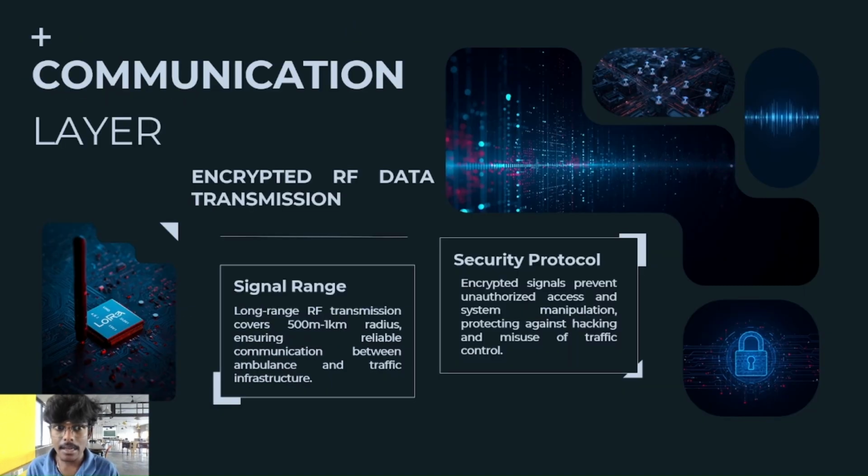In the communication layer, encrypted radio frequency data transmission. Signal range: long range radio frequency transmission covers a 500 meter to 1 kilometer radius, ensuring reliable communication between the ambulance and the traffic infrastructure like traffic signals and traffic poles. Security protocol: encrypted signals prevent unauthorized access and system manipulation, protecting against hacking and misuse of traffic control.